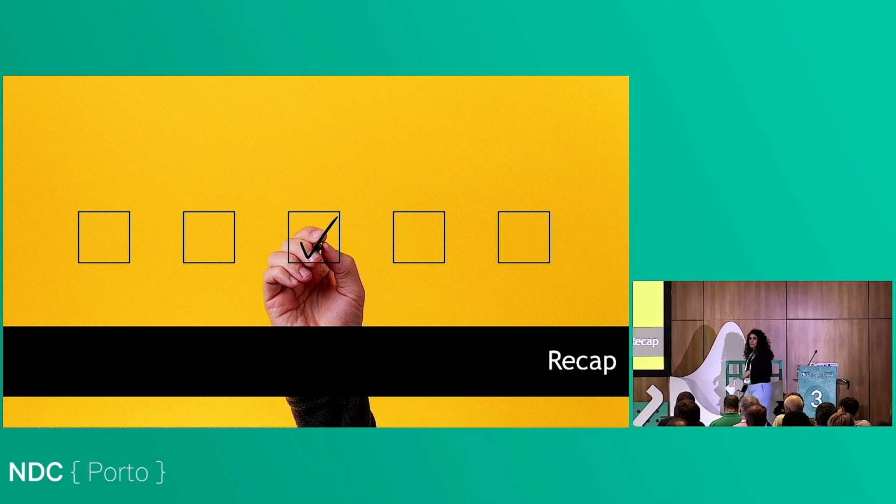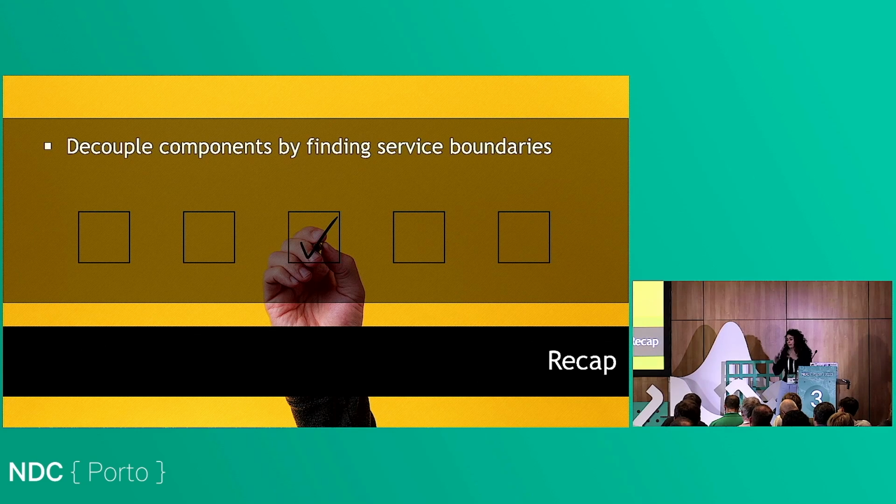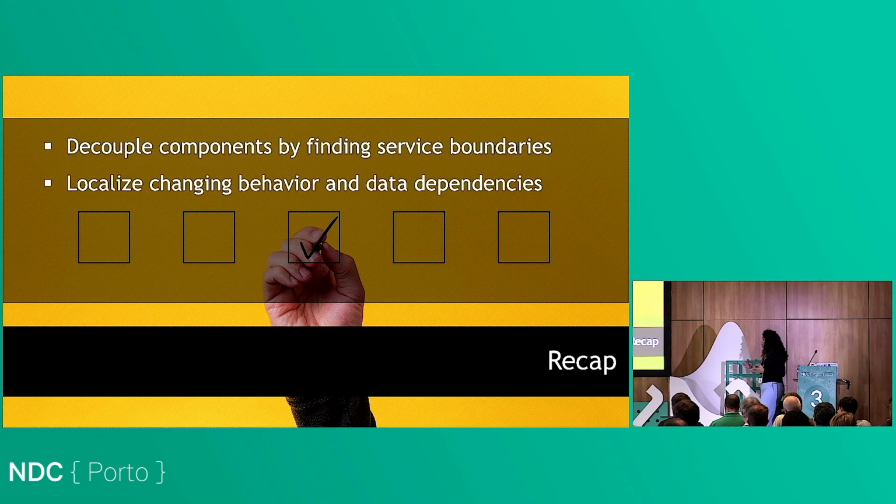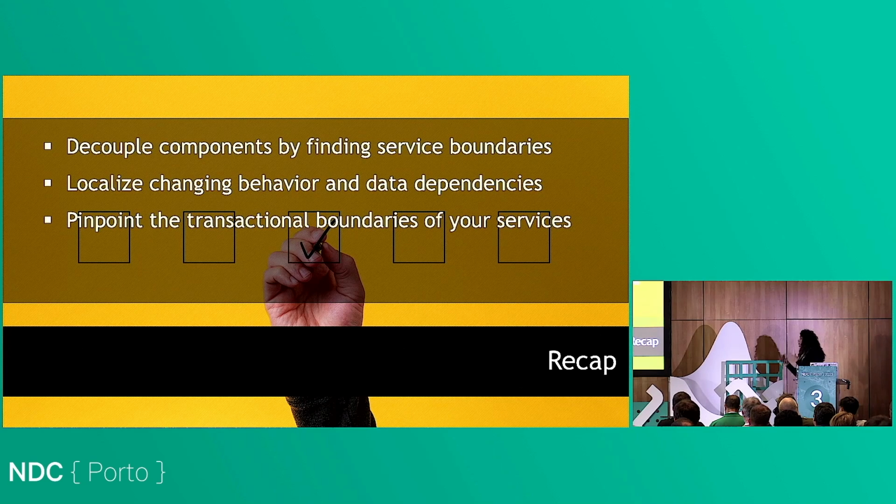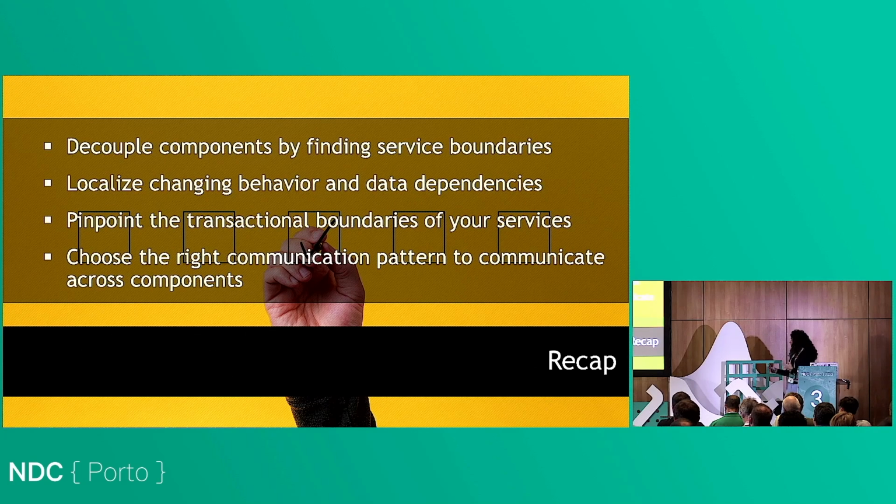Okay, so to recap this first problem, it's important that we decouple our components by finding the right service boundaries. Otherwise, we can't really be successful at building these types of message-based systems. We want to localize changing behavior and data dependencies and use those as mechanisms to find the right service boundaries. And we also want to pinpoint the transactional boundaries of our services, because that will tell us a lot about whether we got them right or wrong. And then finally, based on that, we can choose the right communication patterns to help us communicate across multiple components.